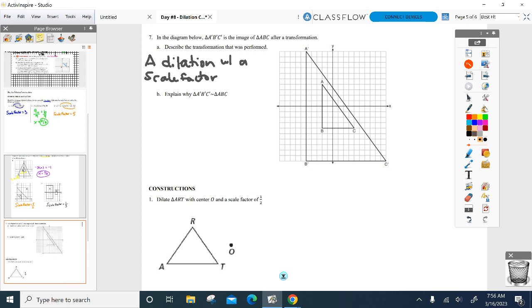And again, you can assume it's around the origin here. But just make sure your scale factor works for at least 2 points, so I know it's centered around the origin. Because if your scale factor works for 2 points, that means it's around the origin. Make sure it's bigger than 1.